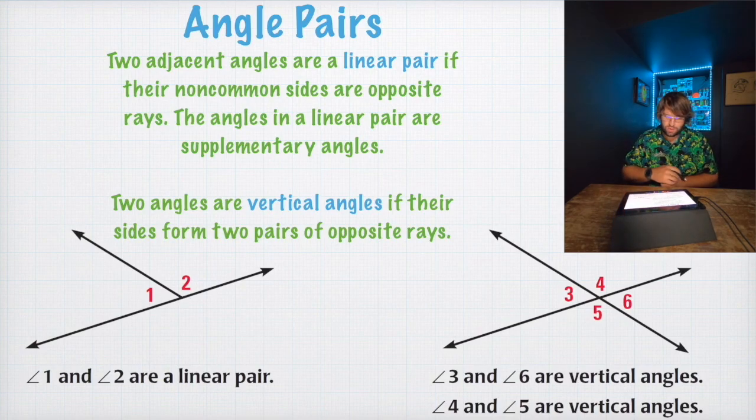Angle pairs. Two adjacent angles are a linear pair if their non-common sides are opposite rays. The angles in a linear pair are supplementary angles. So, really what that is saying, because words can really drag us down, a linear pair is two angles that connect to form a straight line. I like saying it that way. Two angles are vertical angles if their sides form two pairs of opposite rays. So really, if you have two sets of lines, the numbers that are opposite of each other are going to be vertical angles. So 4 and 5 and 3 and 6 are going to be vertical angles.